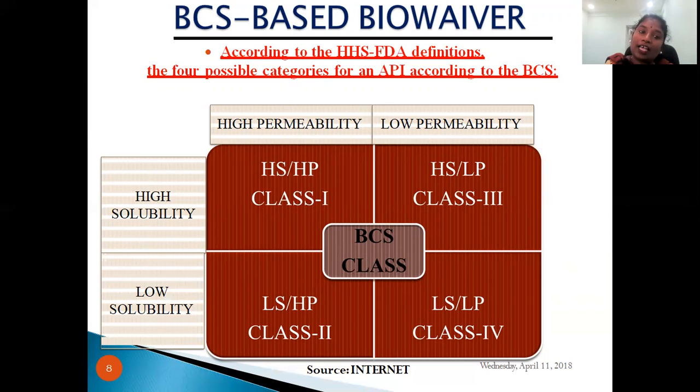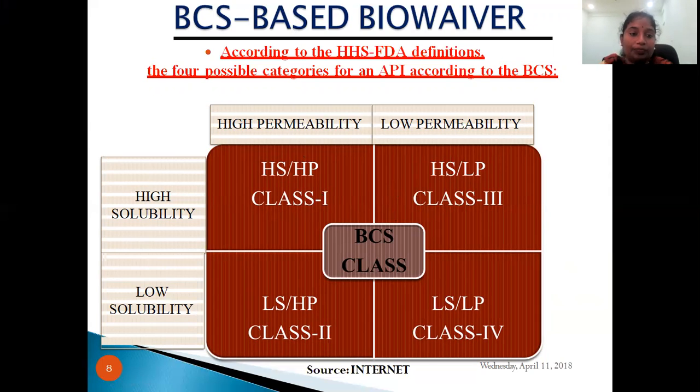So here in class 1 drugs, where it becomes slow is dissolution, which is the rate limiting step. The drug dissolves easily, but dissolution is the main problem. If the dissolution is rapid, then gastric emptying will be the rate limiting step. Examples for class 1 drugs are metoprolol, diltiazem, verapamil, and propranolol.